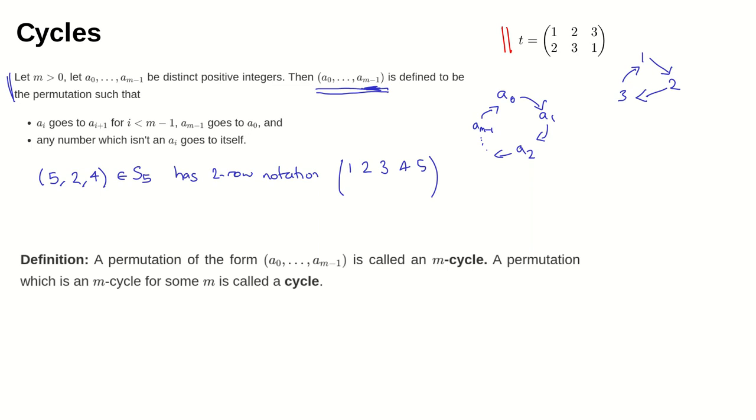So for us, 5 would go to 2, so I should write a 2 beneath 5. 2 would go to 4, so I should write a 4 beneath 2, and 4 would go back to 5 again, so beneath 4 I should write a 5. And then the other rule in our definition is that any number which is not in the cycle is simply sent to itself. So the numbers not in our cycle are 1 and 3, and 1 should go to 1 and 3 should go to 3. So that would be the two-row notation for this cycle here.